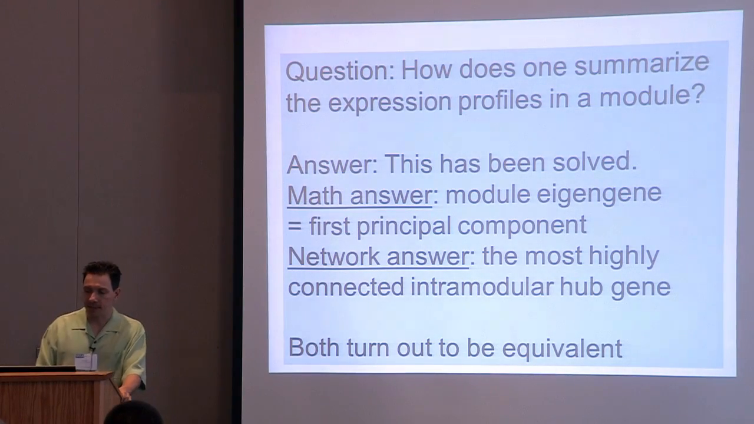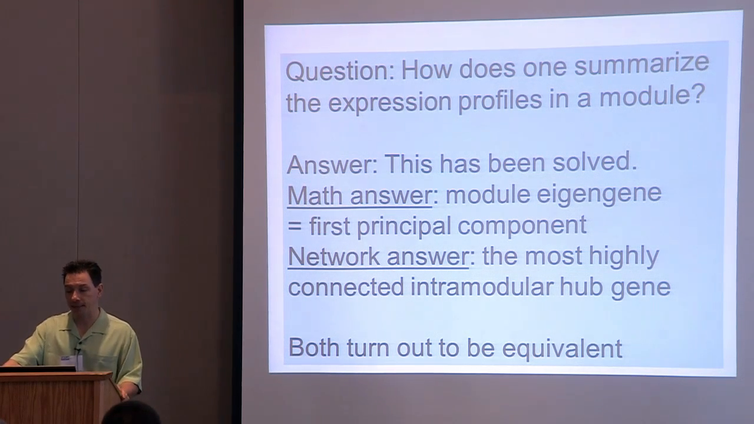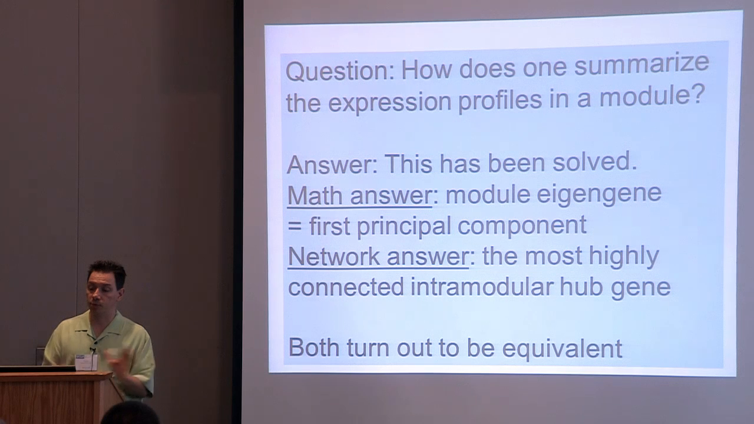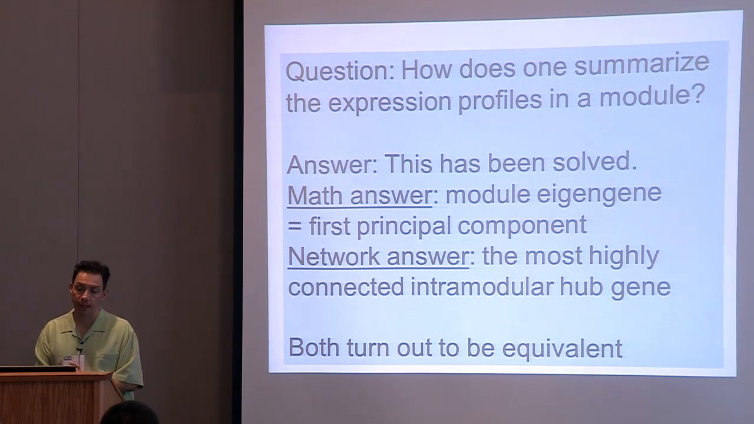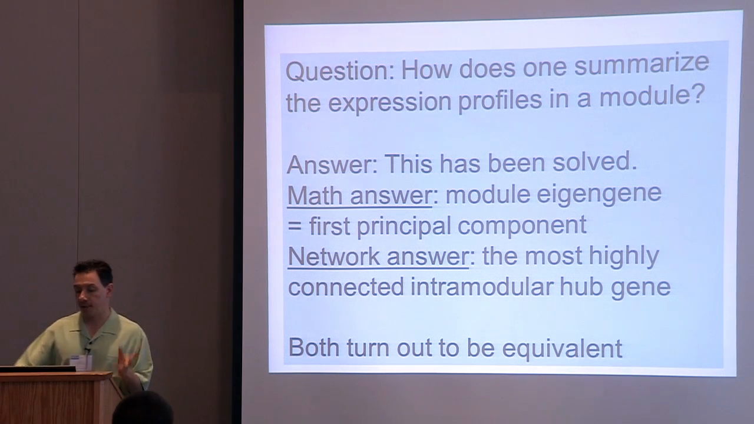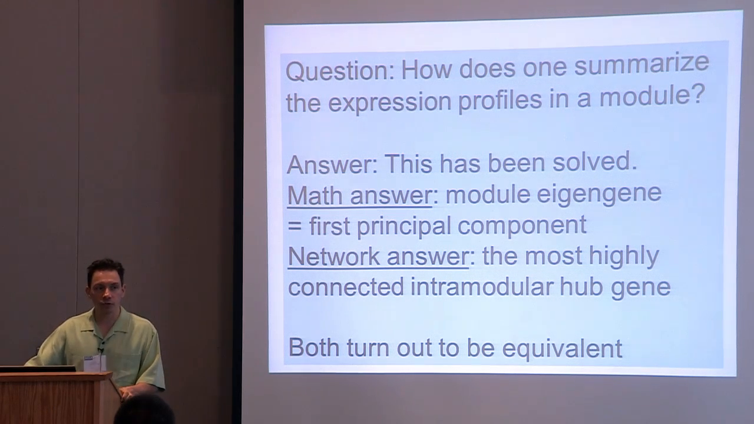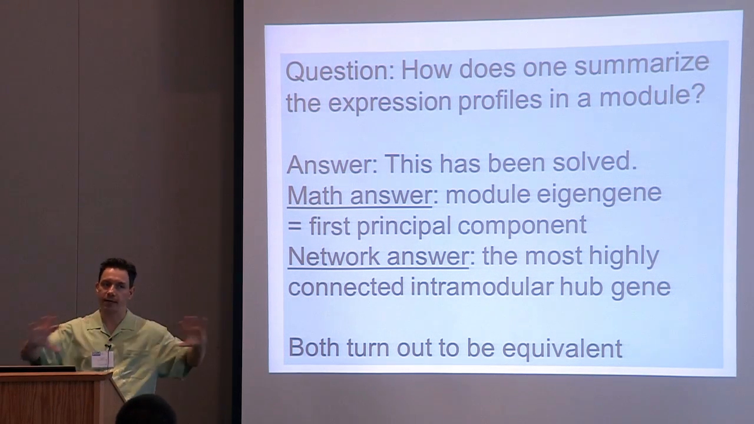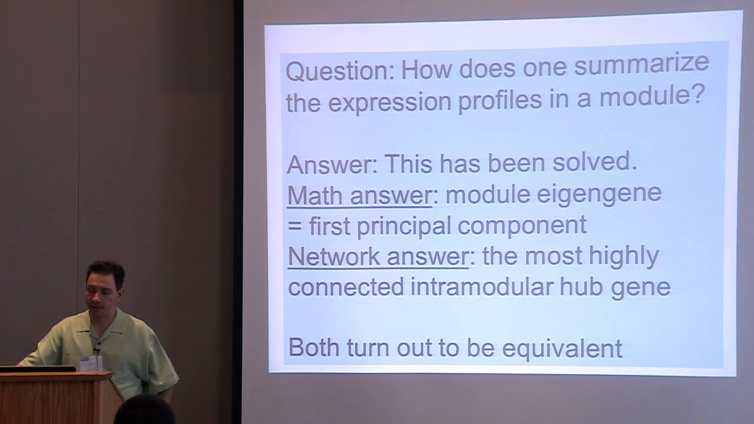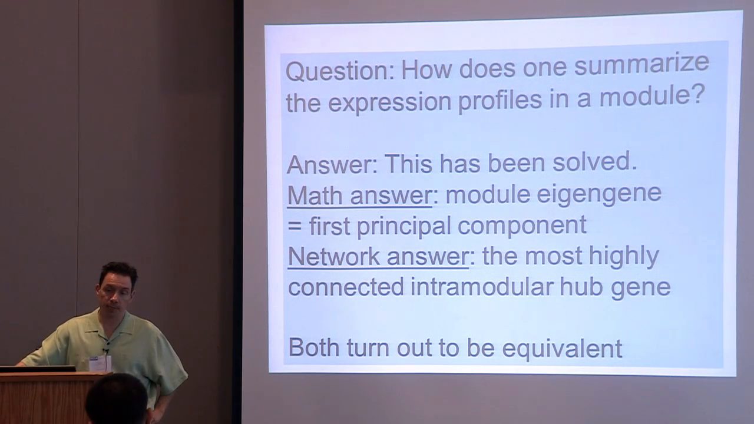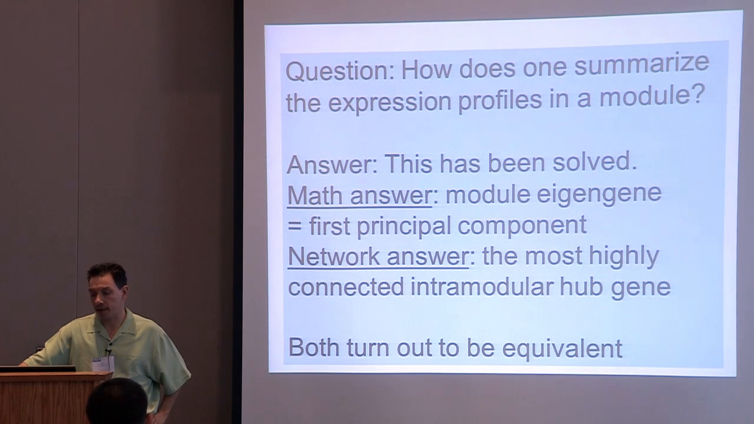Now, as I mentioned, often these modules are comprised of hundreds of genes, and we want to summarize the expression profiles in a given module. And this has been solved in two ways. There's a mathematical answer and there's a network answer. So the mathematical answer is you use the optimal way of forming an average of these genes. And that can be done using principal component analysis, or equivalently something called singular value decomposition.